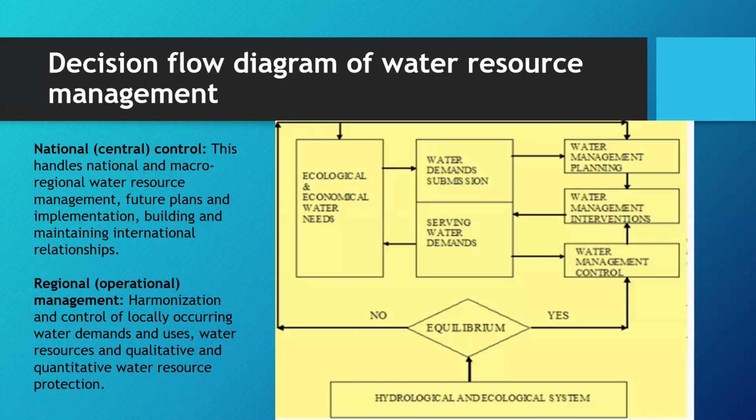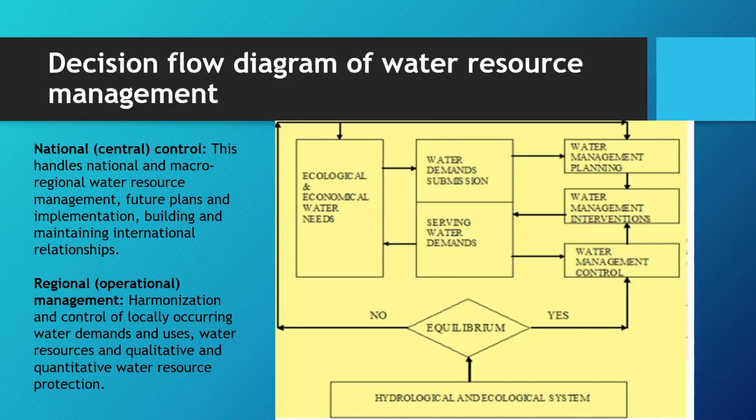And then we're also going to look at the regional, that's to say operational management. This is the one that harmonizes and controls the locally occurring water demands and uses, water sources and qualitative, quantitative water resource protection. So when you look at this yellow diagram, it's about just following the arrows. For example, in a situation where there is no equilibrium in the hydrological and ecological system, we are going to realize an ecological and economical water demand, like water needs. So this will lead to water demands submission.